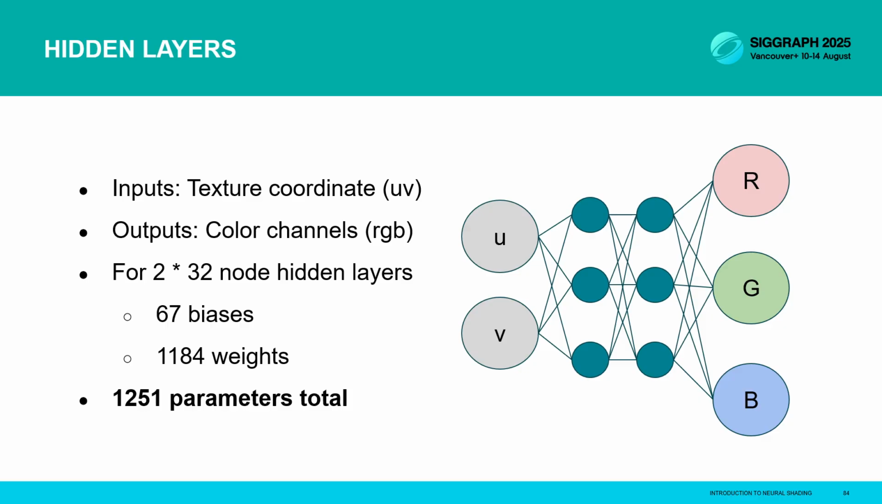Well, the obvious answer is we need to add more parameters. So to do this, we're going to introduce 2 new hidden layers of neurons between the inputs and the outputs, each of which will contain 32 neurons. So now we're going to start with our U and our V. We'll feed those to our first hidden layer. Then we'll feed its outputs to the second hidden layer. And finally, we'll feed those outputs to the red, green, and blue neurons. So this network as a whole now contains 67 biases and 1,184 weights, a total of 1,251 floating point parameters. A lot more than 9, but still a lot less than the 200,000.